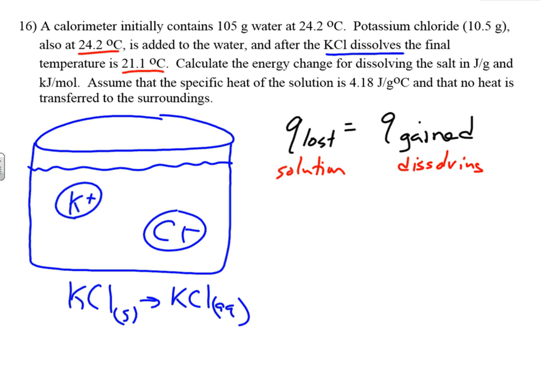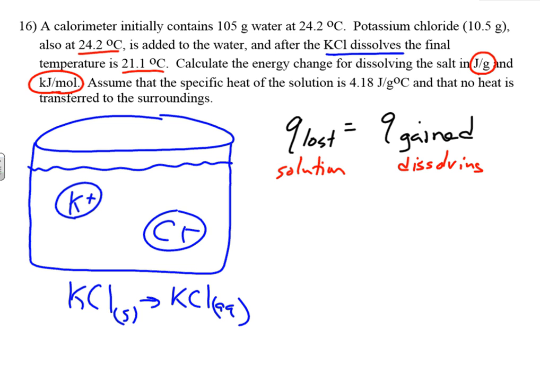Okay, so now let's see what it wants us to figure out here. Well, we know the mass of the water that's in there. We know the mass of potassium chloride that we've dissolved. We know the temperatures of these things. And it wants us to calculate a couple of values. It wants us to calculate the number of joules per gram it takes to dissolve the potassium chloride and the number of kilojoules per mole that it takes. Hopefully we can see that, if we know the number of joules per gram, we can use a gram to mole conversion and a joule to kilojoule conversion to get to the kilojoules per mole.